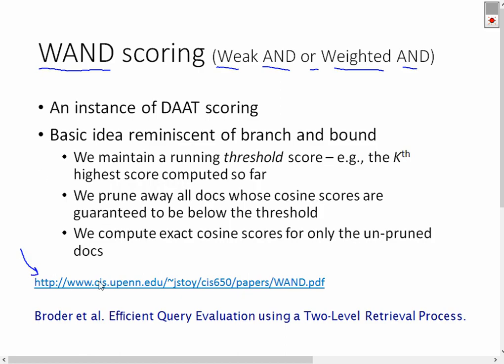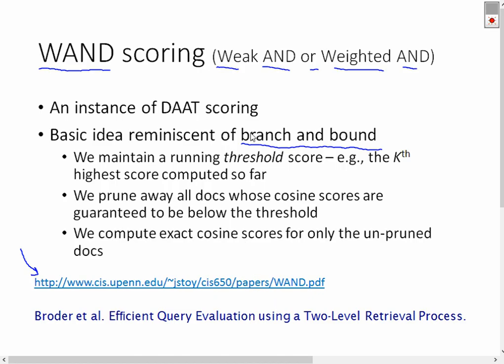There's an excellent paper on it. It appears at this web link, so I would urge you to jot this down, or maybe even stop the video at this point. Jot down this particular URL and go read the paper, because it provides an excellent description. It's an academic journal paper on this WAND technique. And this provides us with a great example of a way that we can take an algorithmic approach, in this particular case branch and bound, and use it to make this selection more efficient.